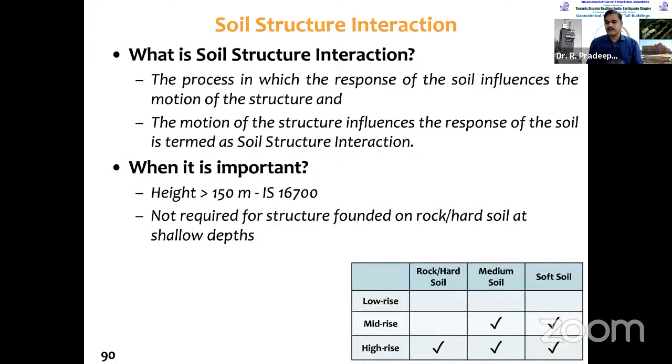So I put one table here showing when soil structure interaction is important, when a structural engineer should take it seriously. High-rise buildings, yes. Low-rise, mid-rise, we need not take. High-rise buildings founded on rock, medium soil, or soft soil, we need to take soil structure interaction into account. Mid-rise buildings, on medium soil and soft soil. Low-rise buildings, it is not recommended. I'm not saying need not be considered, just not recommended.